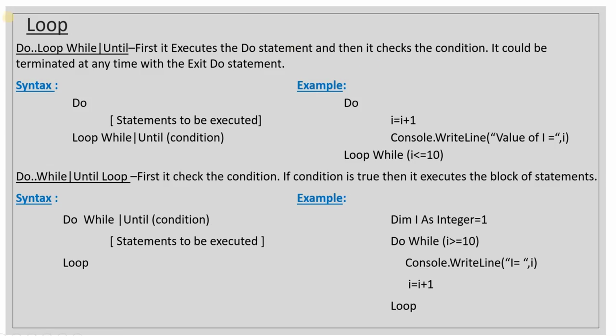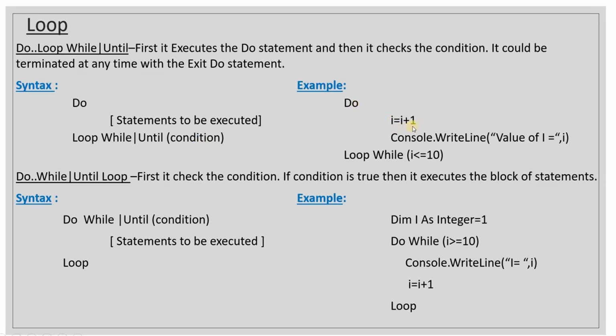First we will see the syntax of the do loop. First we write do. Do is the keyword. Then the statement to be executed. Then we write loop. Then we write while or until. Then in brackets we write a condition. So let's take an example.